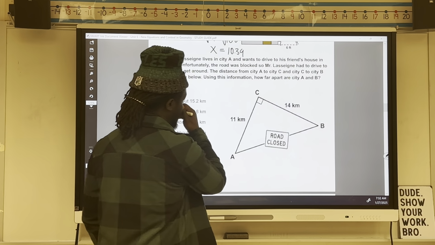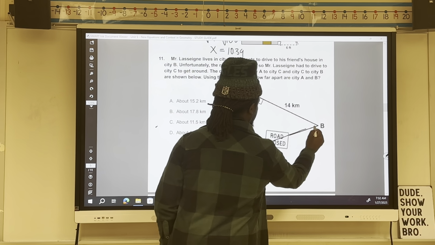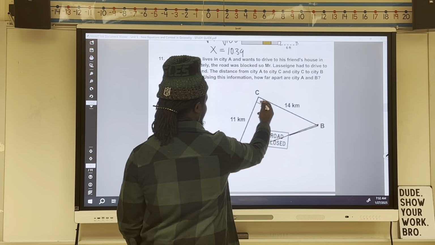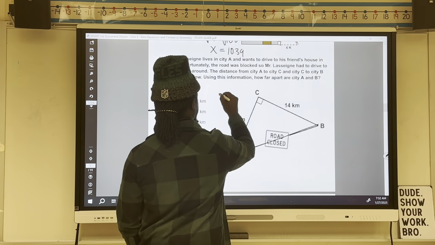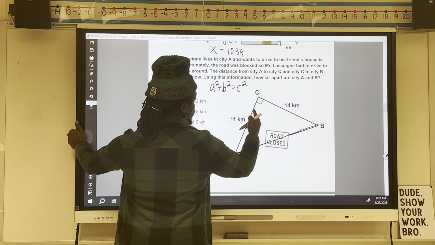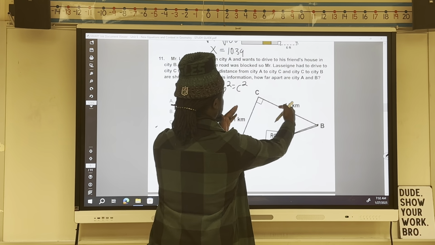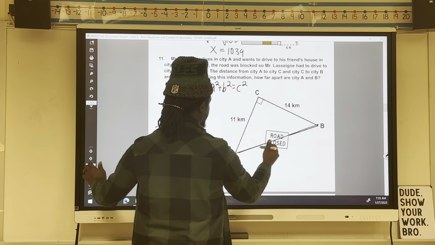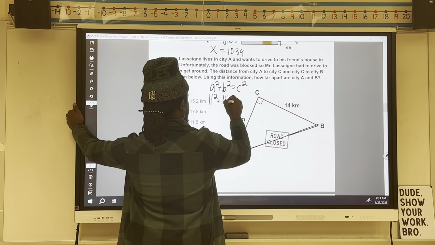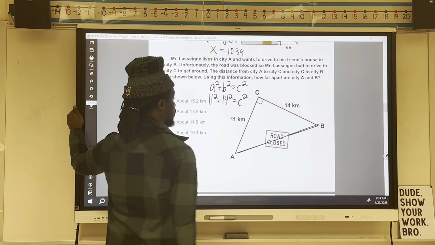Using the information, how far apart are they? So again, I am looking for this distance, how far they are apart. This is a right triangle because I have that square there, so I'm going to use the Pythagorean theorem. A squared plus B squared equals C squared. What's given to me are the A and the B, because those two together form the right angle and the hypotenuse is across. So I'm looking for C. I'm going to do 11 squared plus 14 squared equals what I don't know, which is C squared, all right?